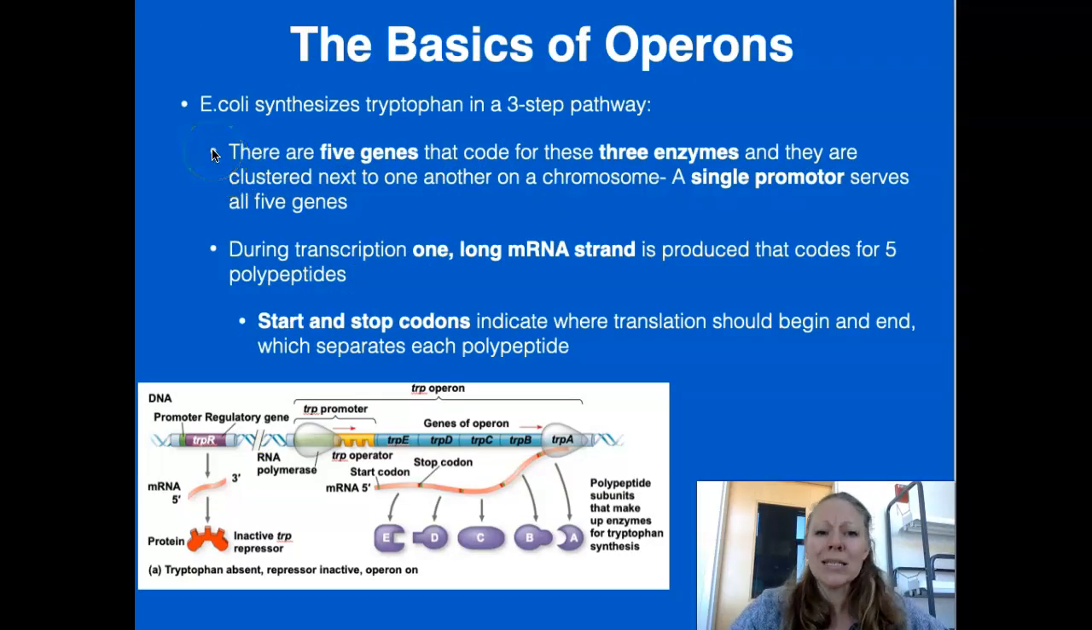E. coli synthesizes tryptophan in a 3-step pathway. That means that it takes 3 enzymes. The E. coli has to make 3 enzymes in order to produce the tryptophan. And it's going to do this with 5 different genes. So it's going to be 5 genes that produce 5 different polypeptides that are going to make 3 different enzymes.